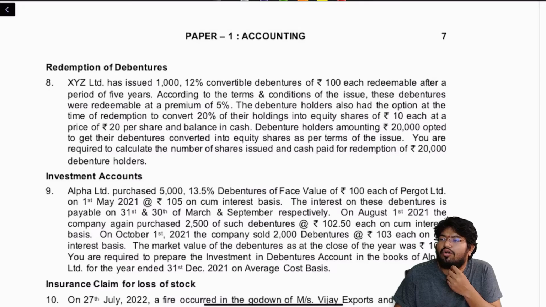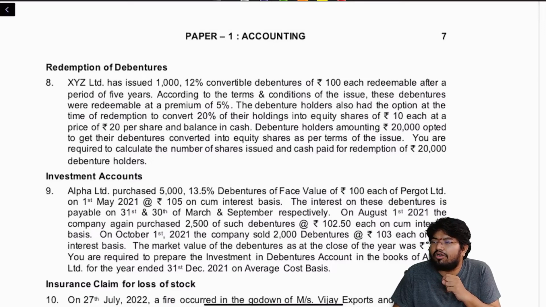The debenture holders also had the option at the time of redemption to convert 20% of their holdings into equity shares of 10 each at a price of 20 per share and balance in cash. Debenture holders amounting to 20,000 opted to get their debentures converted into equity shares as per terms of the issue. You are required to calculate number of shares issued and cash paid for redemption of 20,000 debentures.